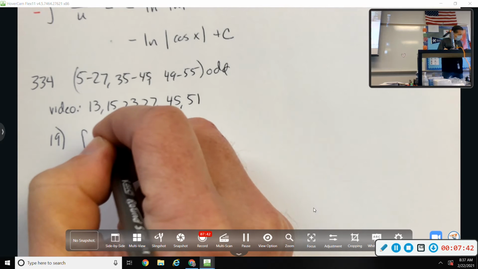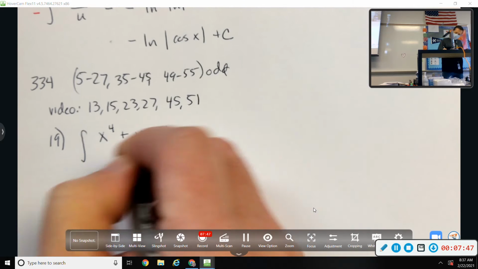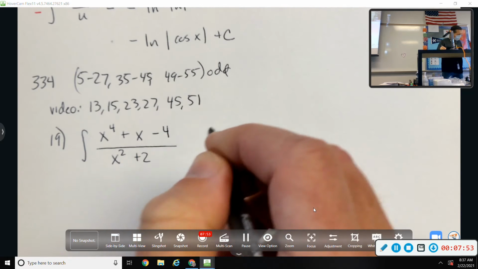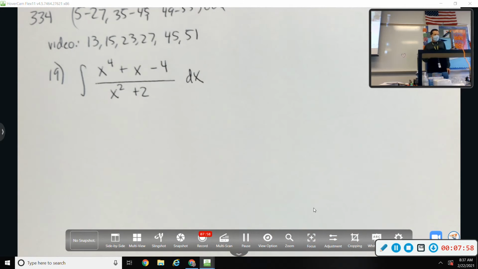The integral, or the antiderivative, of x to the fourth plus x minus 4 all over x squared plus 2. Oh, there's a rule that goes with this one that leads to a not fun situation. Do you know what the rule is, what I'm referring to? And in fact, it has to be long division because I can't synthetic divide because of that x squared. So I have to long divide.